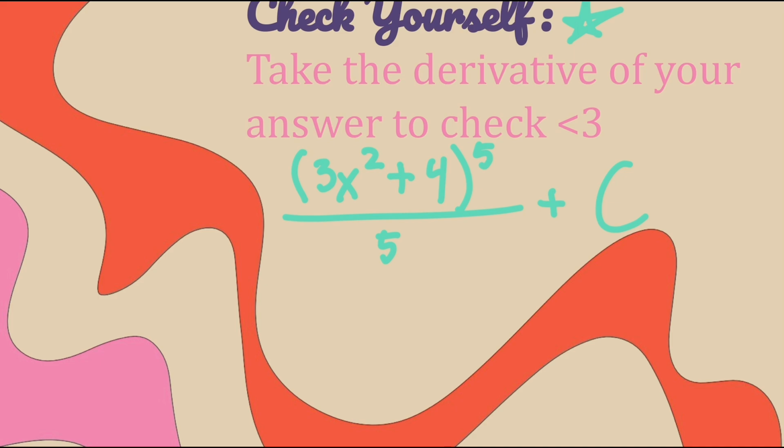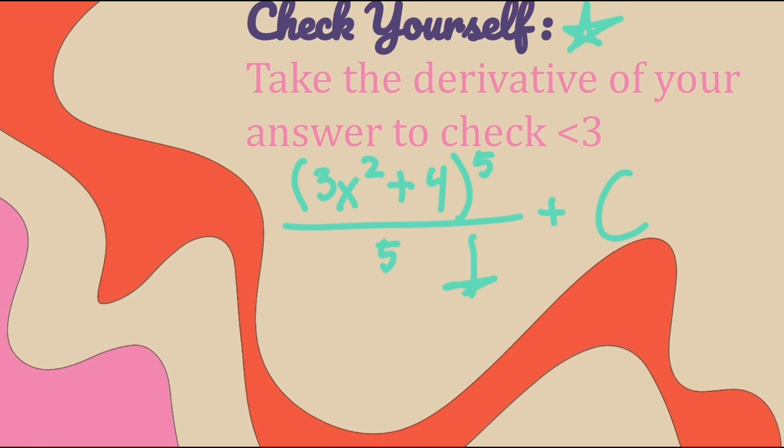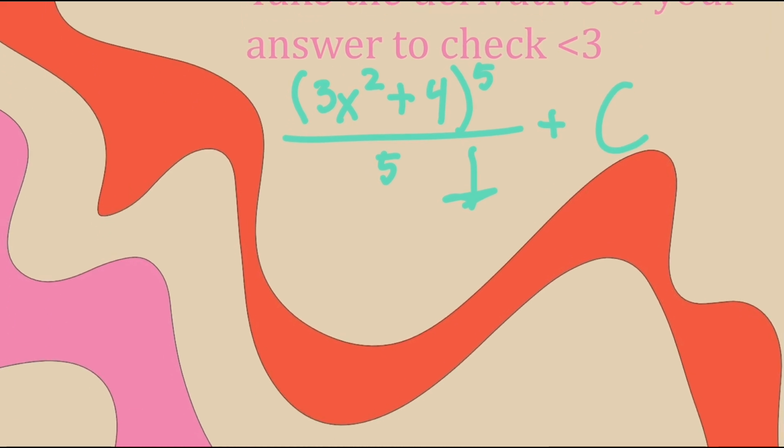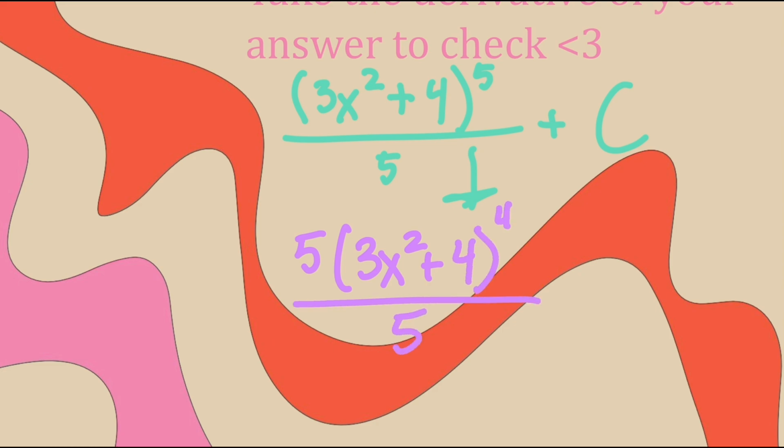But I think this is so cool that you can check yourself, because at the end of the day, derivatives are my favorite thing about calculus. So why not go ahead and take the time to check yourself, you know? Might as well. An extra point on the exam. So let's go ahead and get started on finding the derivative of this. The derivative of this would be 5 times (3x squared plus 4) to the 4th, because we're using the chain rule, over 5 plus c.